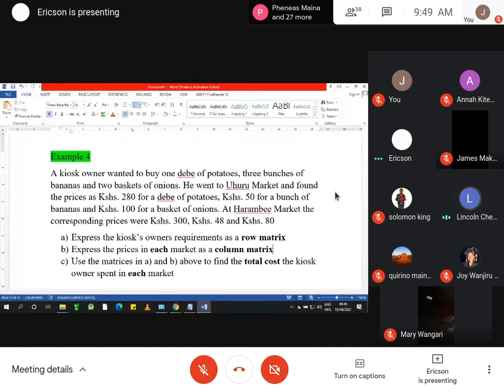I have also finished. So, what's your answer? For A, it's 1, 3, 2 going downwards. B, for the prices in each market as a column matrix, it's 280, 50, and 100 going downwards. And for Harambee, it's 348 and 80 going downwards. Then C, for Uhuru Market, it's 630 shillings. Then for Harambee, 604.